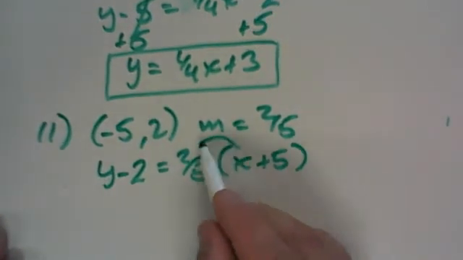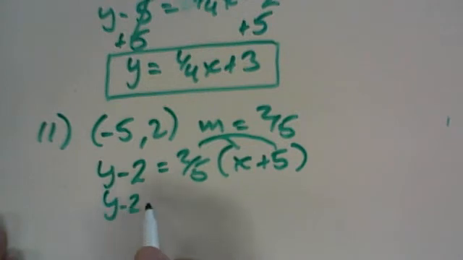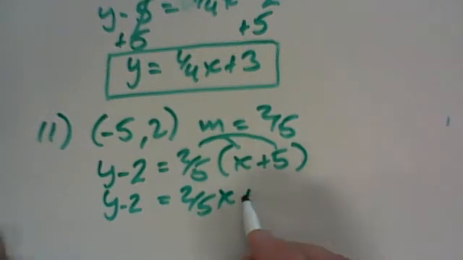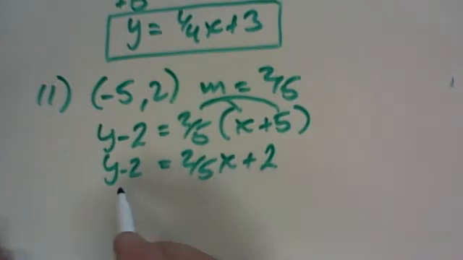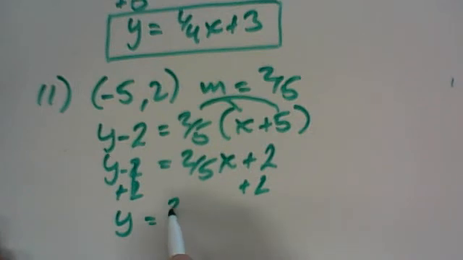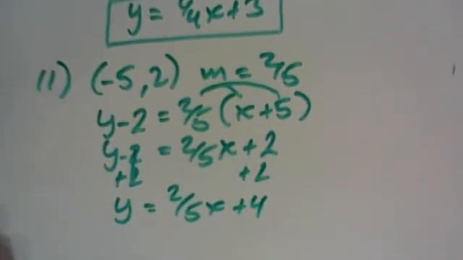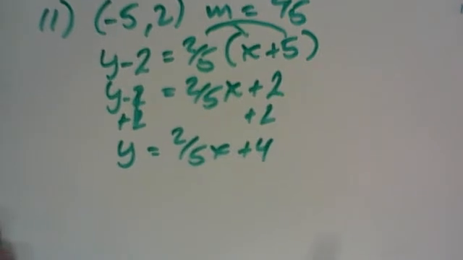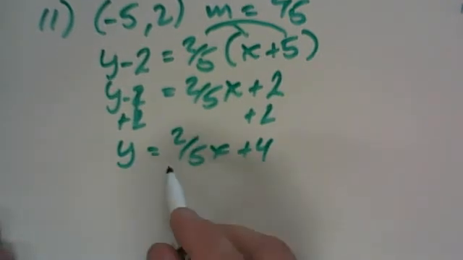And I'm going to distribute just like I did in number 6. We'll have y minus 2 equals 2/5 times x is 2/5 x, and 2/5 times 5 is 2. To get it into slope-intercept form, then I would just add 2 to both sides, and I would have y equals 2/5 x plus 4. If we were putting it in slope-intercept form, we'd be finished. But now we want to change that to standard form. And in standard form, the x and the y are on the same side of the equation.